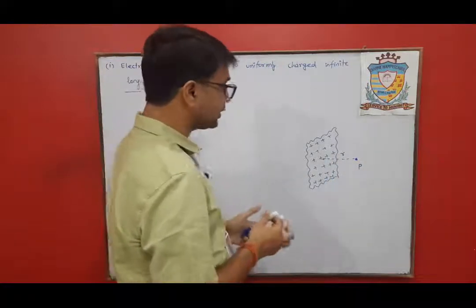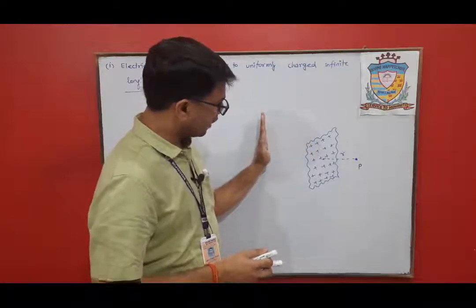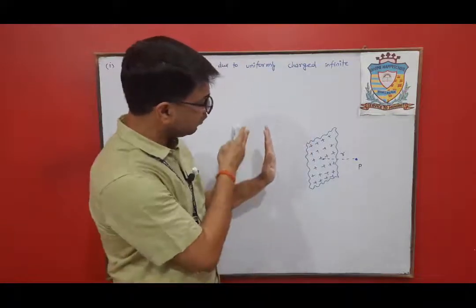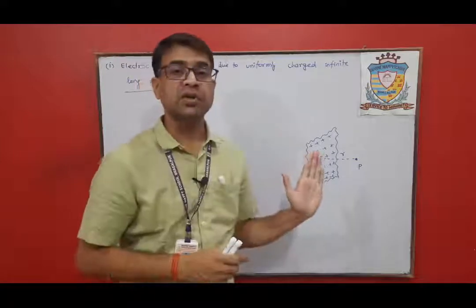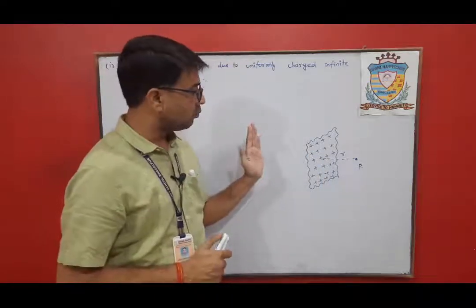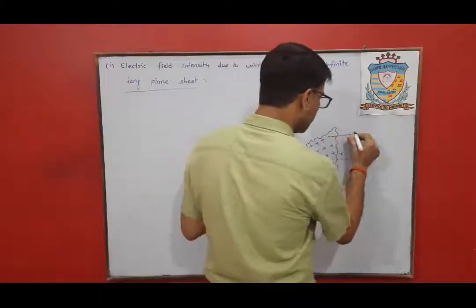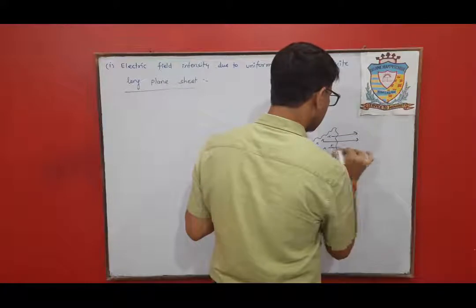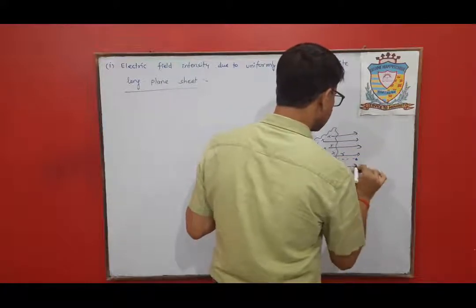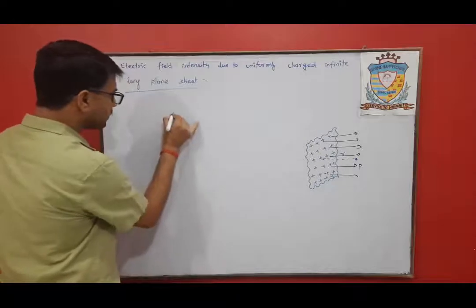So first we will discuss this plane sheet is kept like this. If it is uniformly charged, then what will be the direction of electric field intensity? It is just like a brush. That is, all electric field lines will be like this.